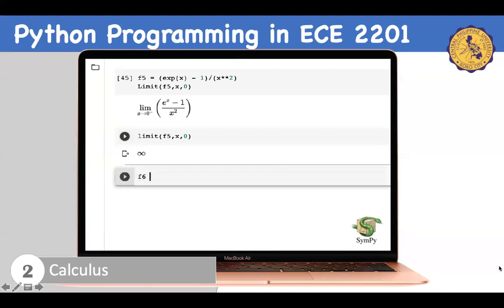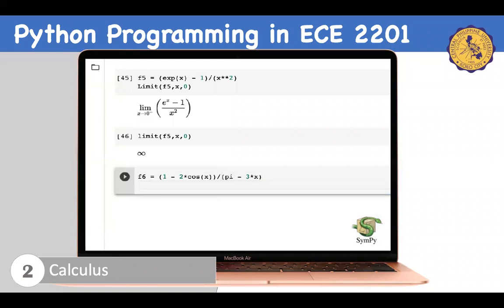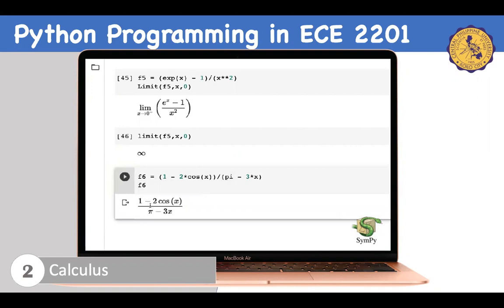All right. Now proceed to the last problem. This time we will use the cosine function. Let's say 1 minus 2 times cosine of x all over pi minus 3 times x. Let's display this first. Type f6. So this is now your f of 6.